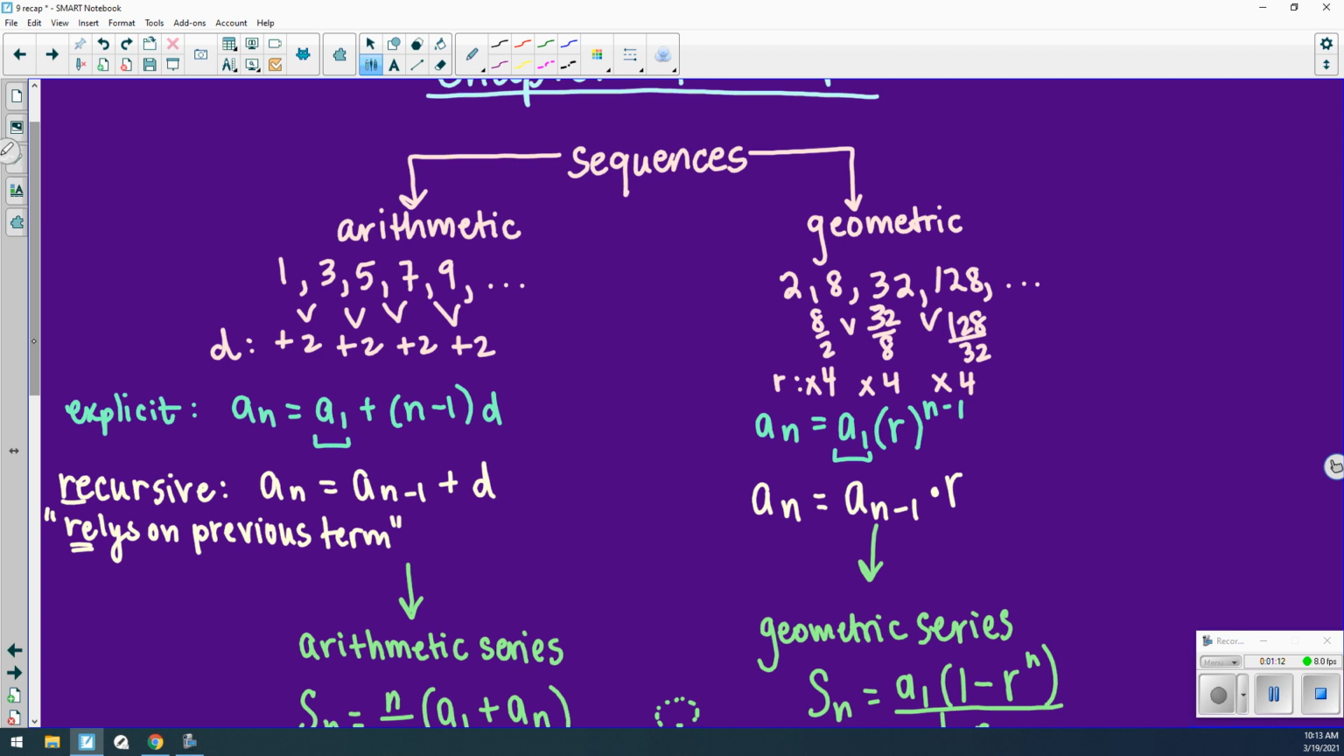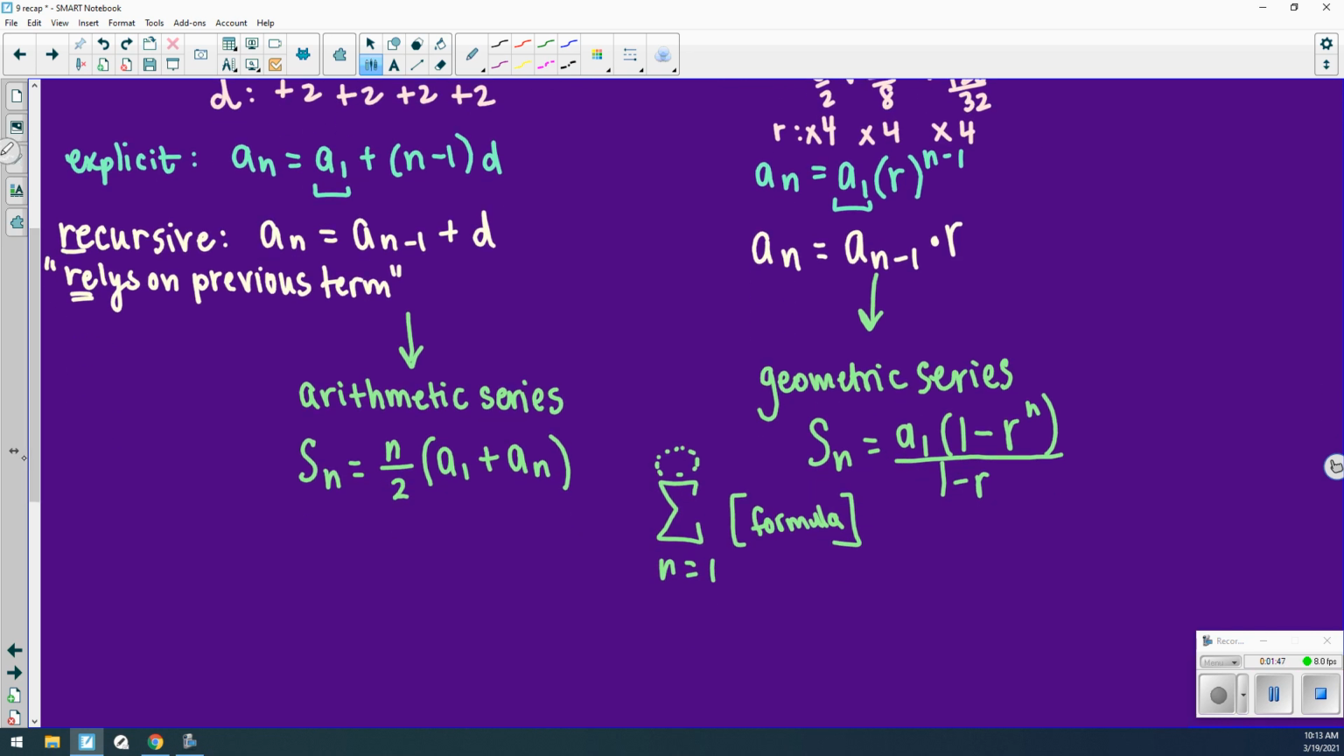In a geometric sequence, we have a common ratio. To find the common ratio, you take the second term divided by the first, the third term divided by the second, the fourth term divided by the third, and so on. You should get the common ratio, which is just a multiplier, or maybe you're dividing by a number, in which case you would be multiplying by a fraction. So we can write an explicit formula or a recursive formula. Notice that in the recursive formula, again, we're relying on that previous term, a sub n minus 1. Sub meaning subscript.